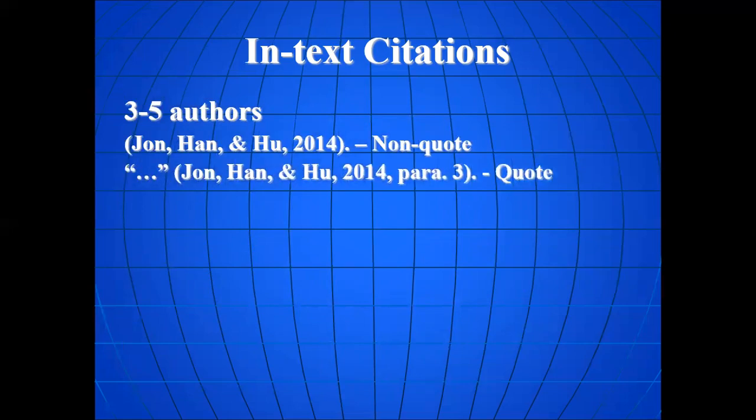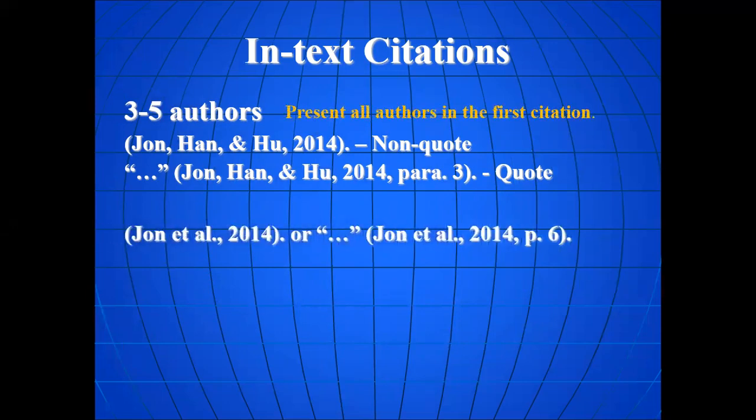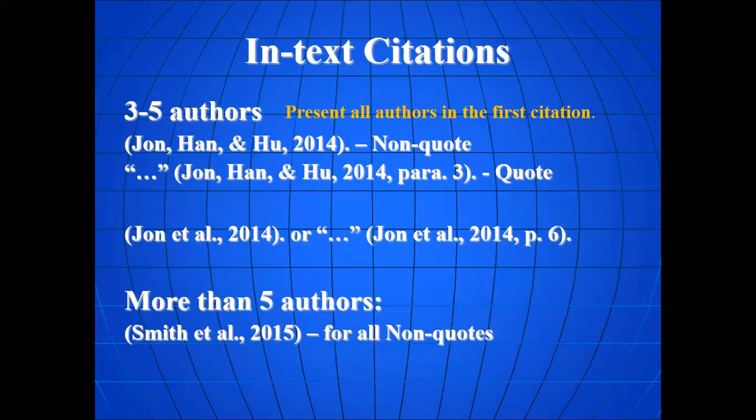You include all of the authors at the first citation. And you want to be sure to be specific about where the quote comes from so somebody could find it if they needed to. And then subsequently, you can say John et al., which means and others. And if there's more than 5 authors, you don't have to list all of the authors for the initial reference.